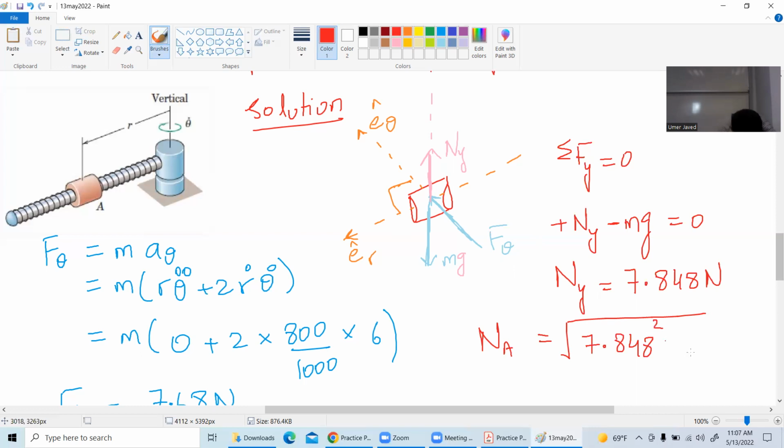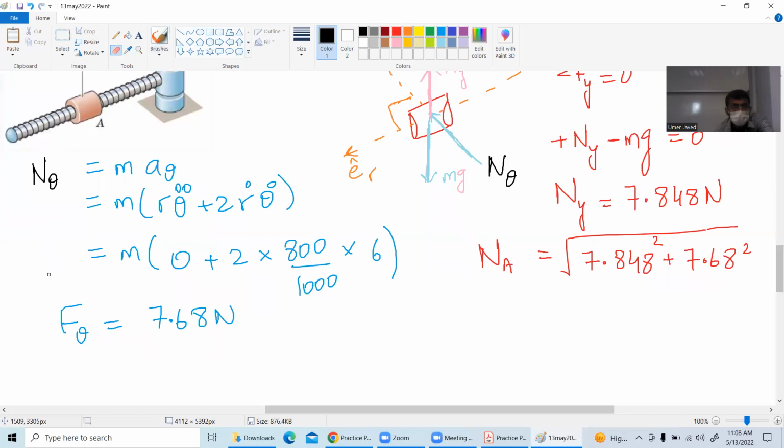7.848 square plus 7. I think this was his question. So thanks for indicating. I will correct myself. Change this F theta to, oh come on, this is N y. Change it to N theta. Okay. Thank you, Mehmet. N theta. Like F theta, N theta doesn't matter, but I think I understand his concern, why are you using F theta? So I will say N theta.